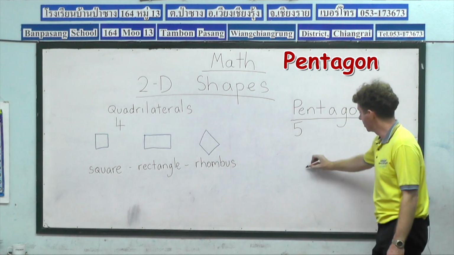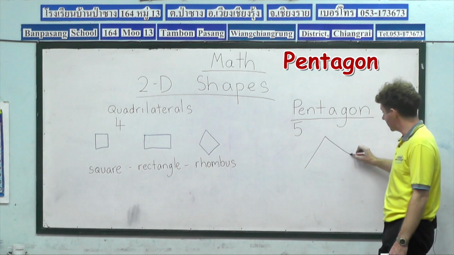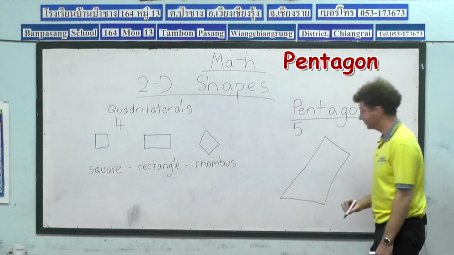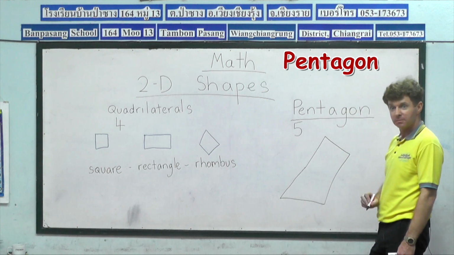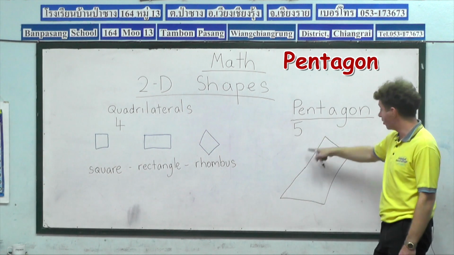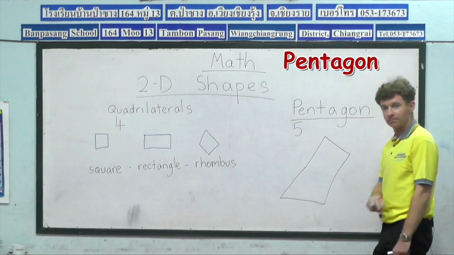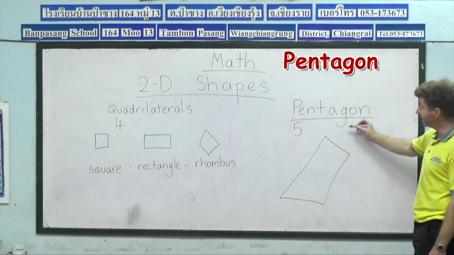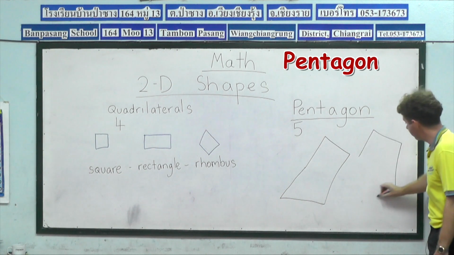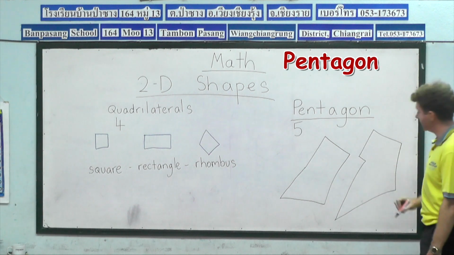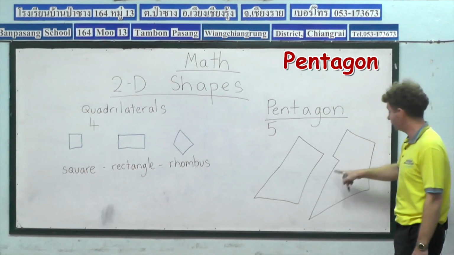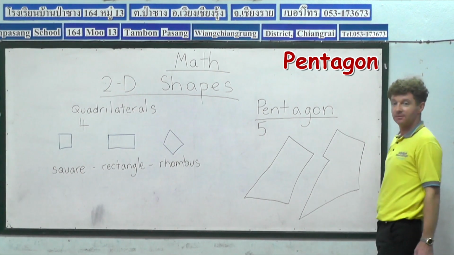So let's see. 1 side, 2 sides, 3 sides, 4 sides. Is that a pentagon? No, that is a quadrilateral. 1, 2, 3, 4. So for it to become a pentagon, we need to make 1, 2, 3, 4, 5, like that. That becomes a pentagon. 1, 2, 3, 4, 5. Okay?